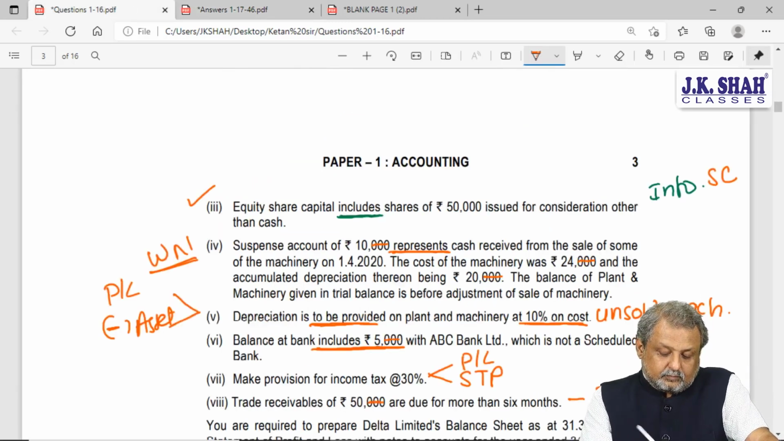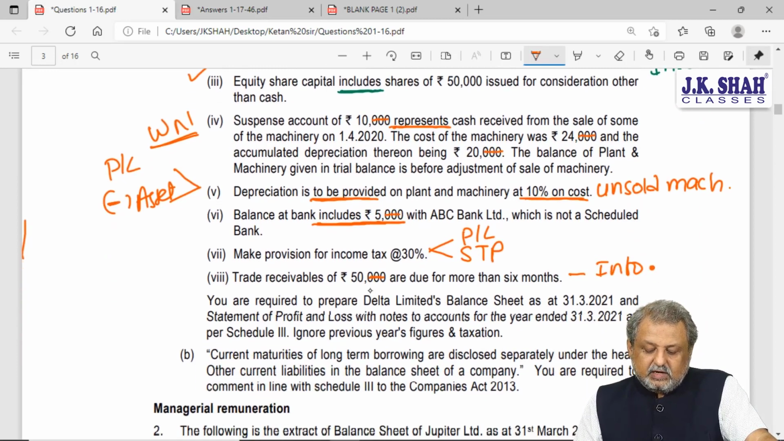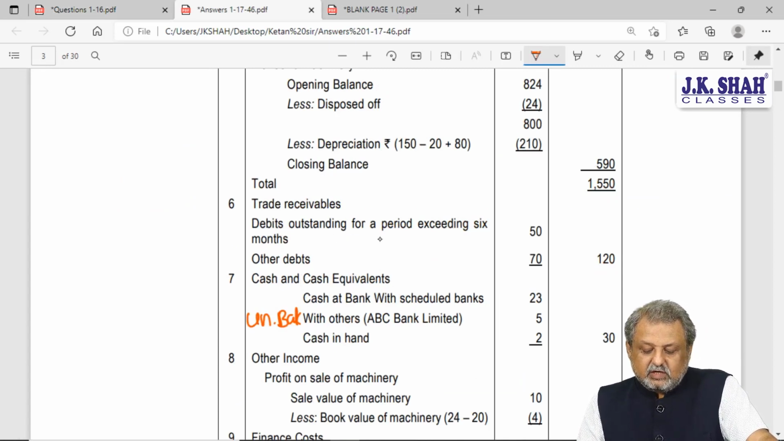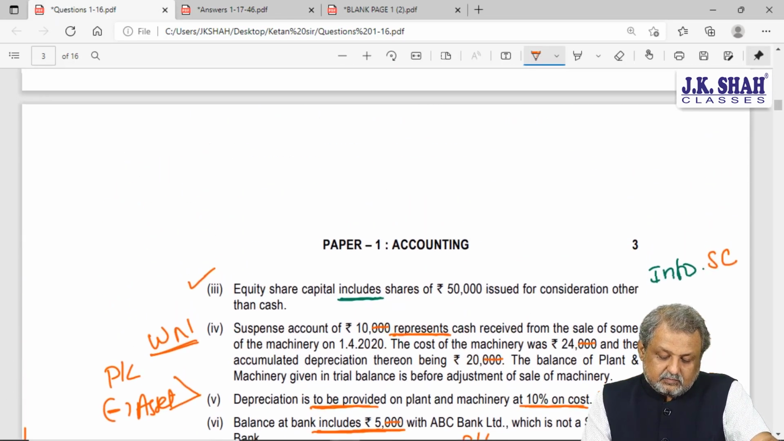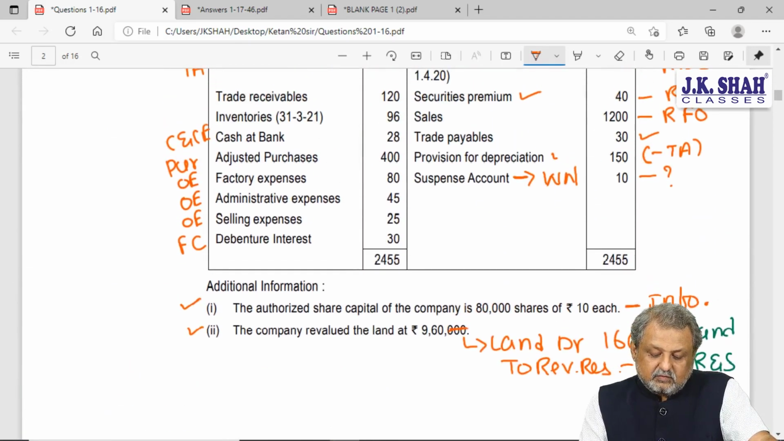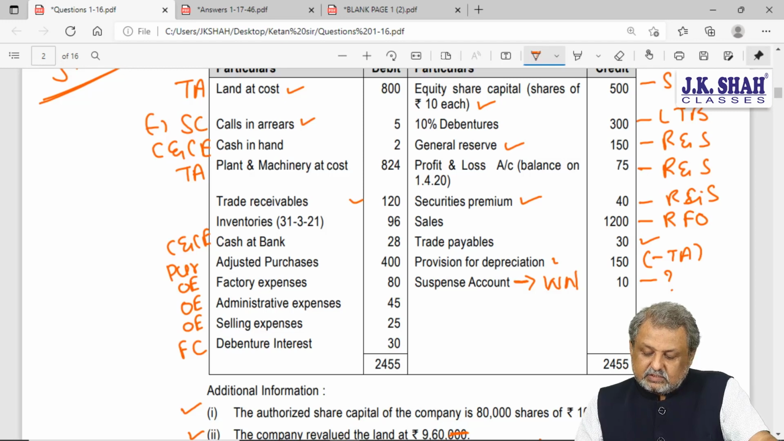Then provision for income tax, that will be done at the end. Trade receivables 50 are due for more than 6 months. So trade receivables, debts outstanding more than 6 months, others, the total figure. This others is the balancing figure. But preferably in exam, don't make circles. Just write balancing figure here. This is the trial balance figure given to you in the question. Bad debts or trade receivables 120. Just an information.